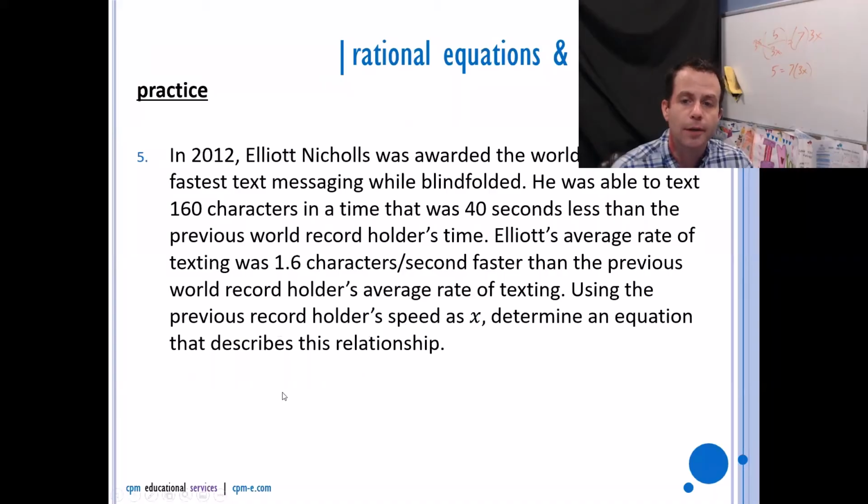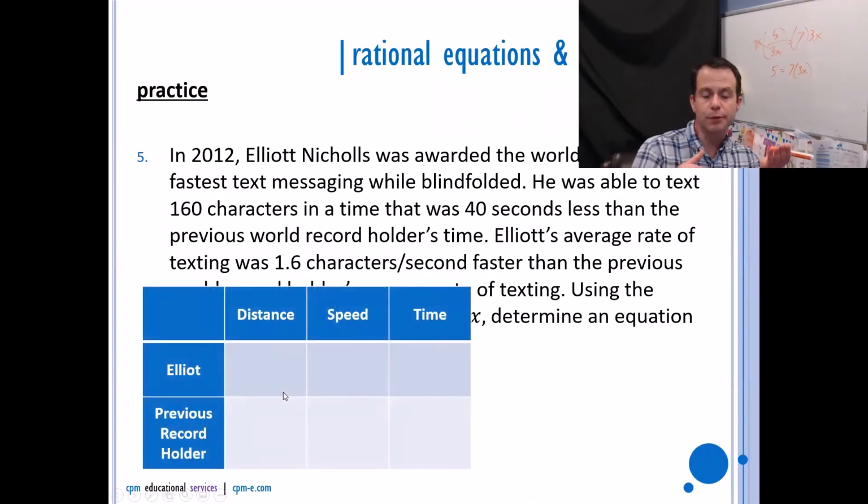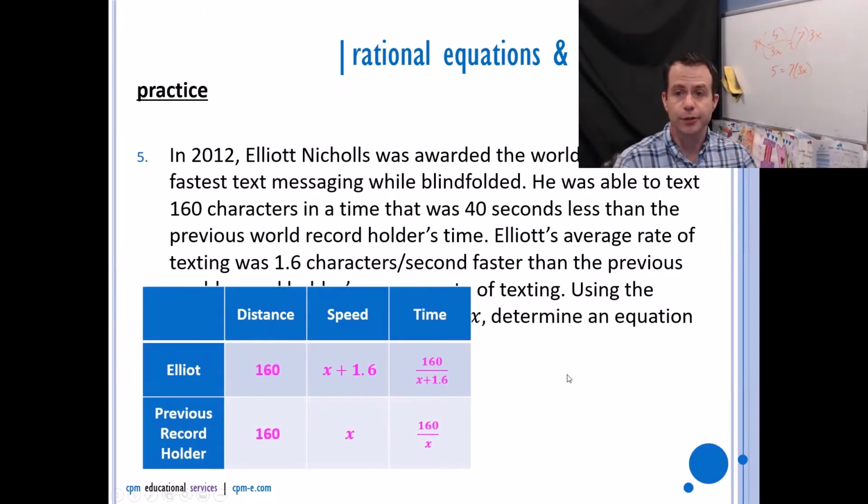We're going to create a little chart. And we're going to talk about Elliot and the previous record holder. This is a distance, speed, time question, okay? We're not running, but we're texting, and it works the same way. So the distance ends up being the amount of characters in this setting. So the distance is 160 for both. You are asked to have the speed of the previous record holder be x. So that's why I stuck the x there. Okay, then you were told that Elliot's rate and speed are the same thing, right? Elliot's rate of texting was 1.6 characters a second faster.